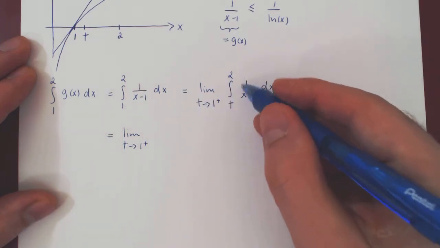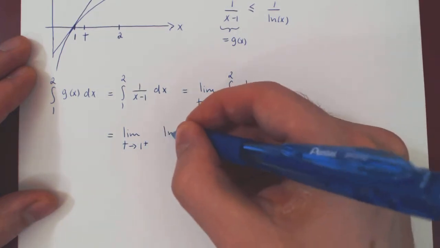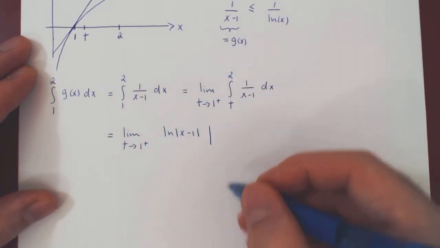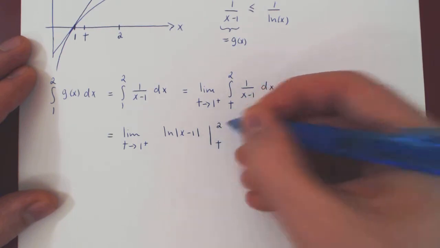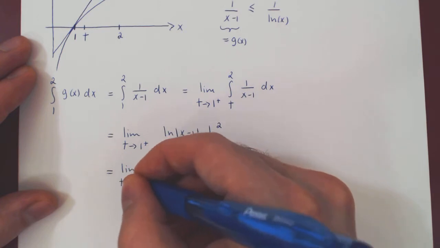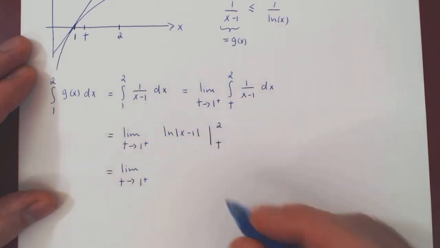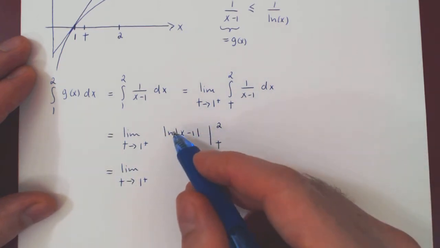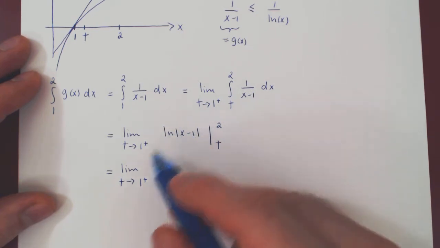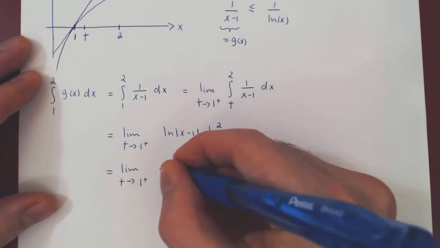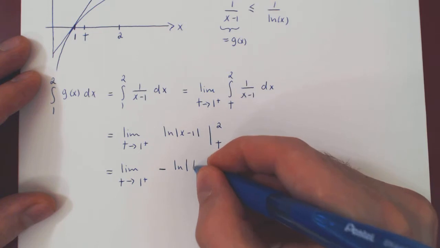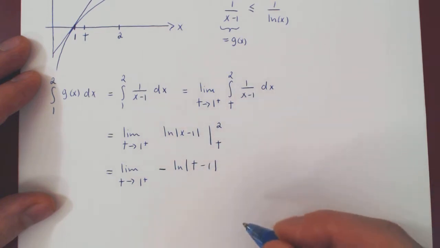The antiderivative of 1 over x minus 1 is the ln of x minus 1 in absolute value, which we must evaluate from t to 2. Well, at 2, let's see what we have. The ln of 2 minus 1, that's the ln of 1, which is 0, gone, minus the ln of, replacing x by t, t minus 1 in absolute value.